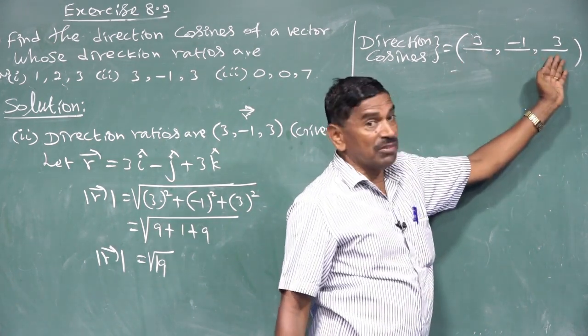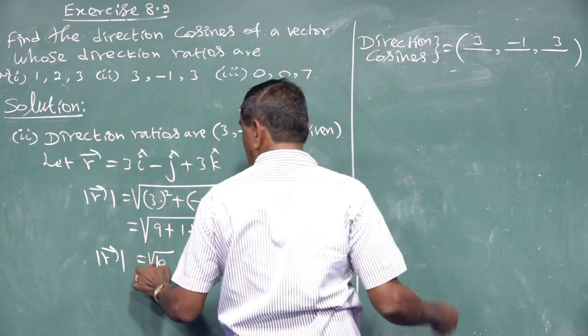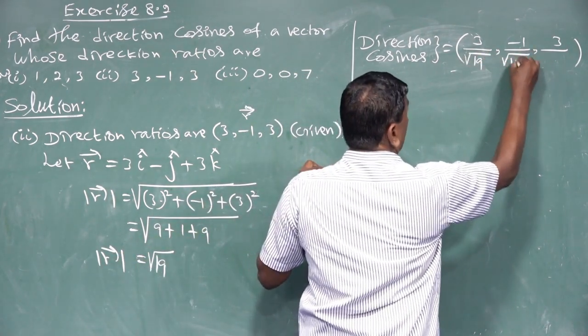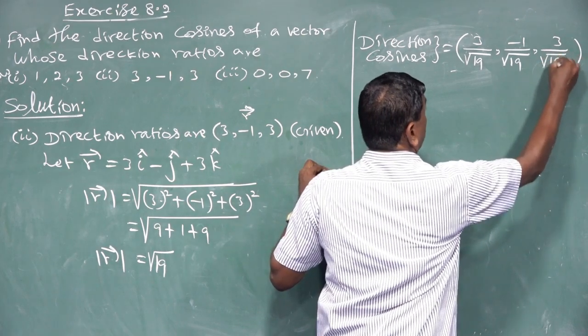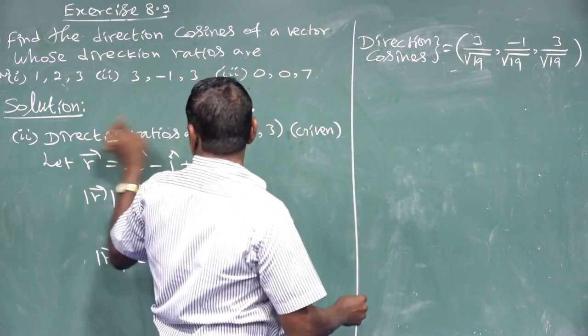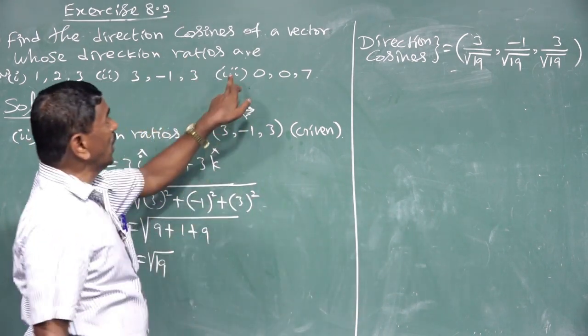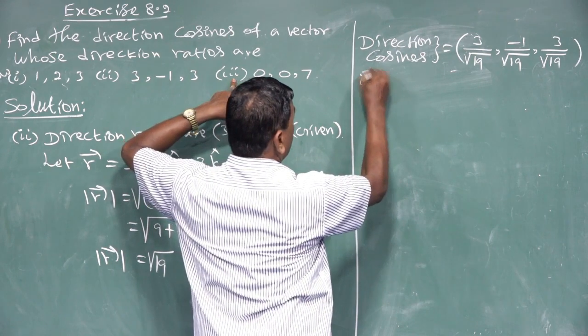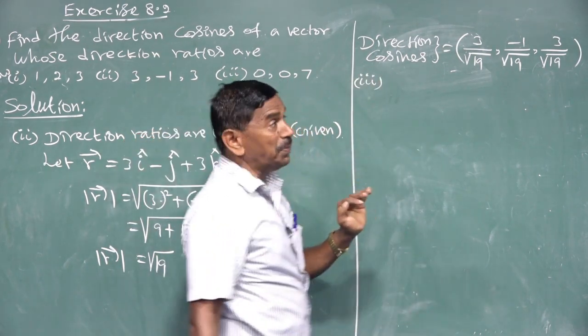What is modulus r vector? Modulus r vector is equal to square root of 19. So the direction cosines are 3 by square root of 19, minus 1 by square root of 19, 3 by square root of 19, which is the required direction cosines. Subdivision 2 is completed. Let us now consider subdivision 3, again the same preparation.